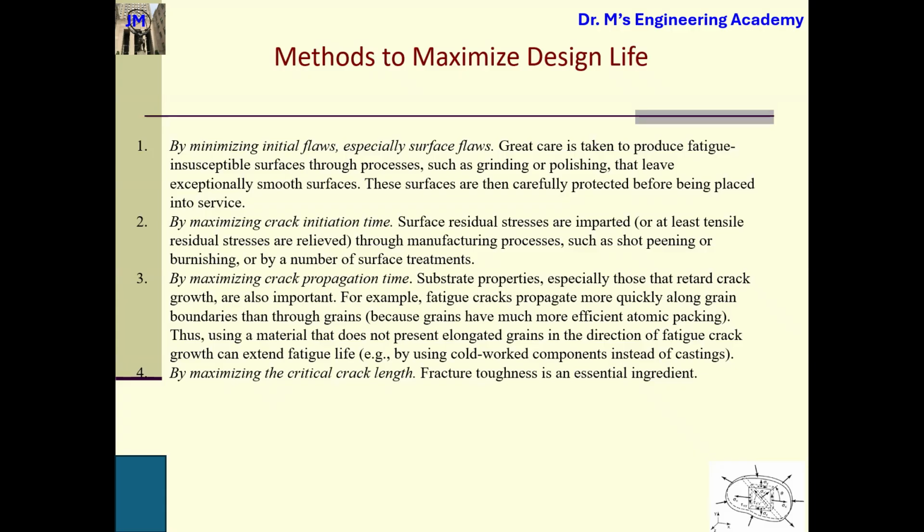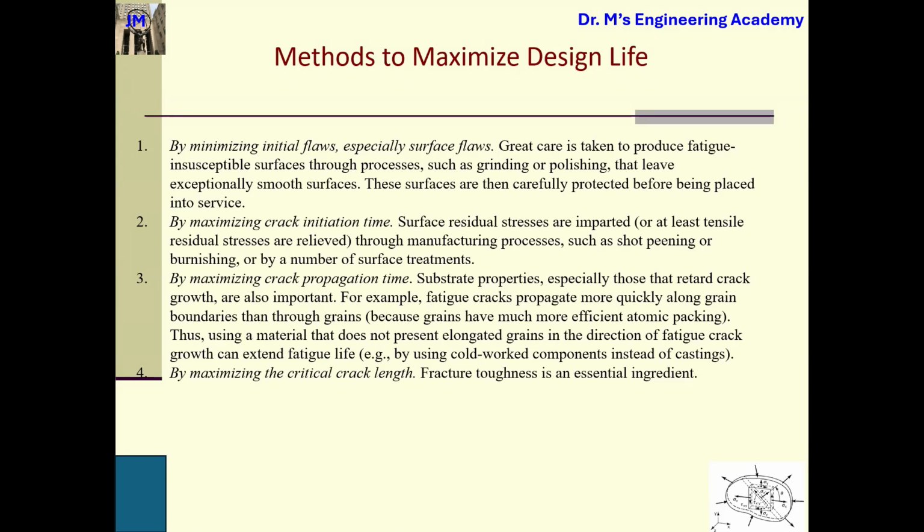And the second one is maximizing the crack initiation time. I have talked about the three stages. The first stage is crack initiation, so I just want to maximize the crack initiation time. How to do that? Through surface residual stress, okay? So we do the peening. I told you guys, compressive residual stress is beneficial. So we can just use shot peening, or burnishing. Burnishing uses another roller to cold work the material, or a number of surface treatments.